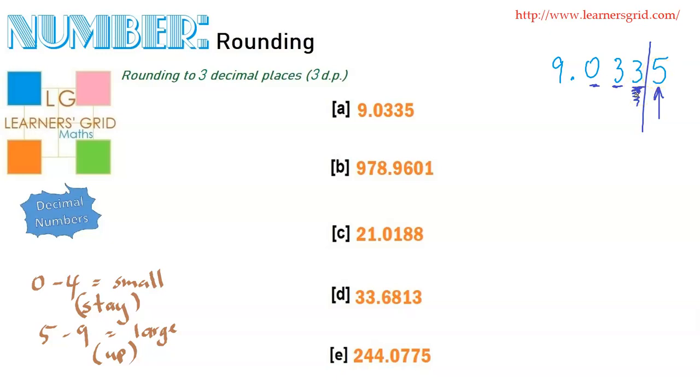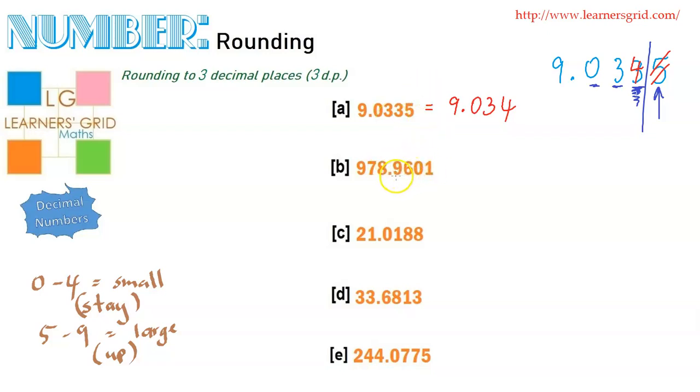Now let's have a look at our specific example. The 5 is big, it's large, so this means this must go up by 1. So it's not a 3 anymore, it has to become a 4. And so once we know that, we don't need any other digits after that. So the final answer rounded is 9.034.